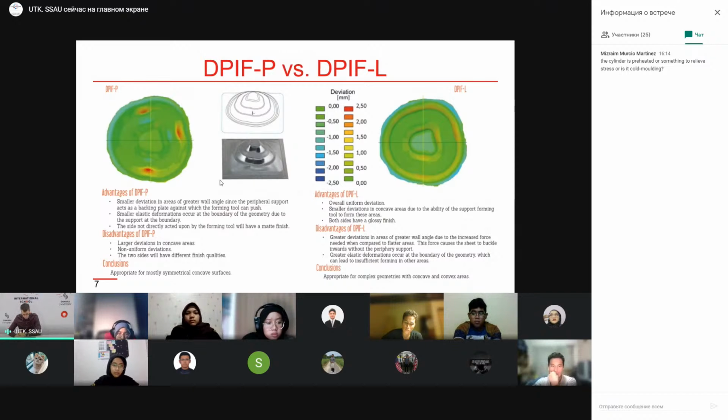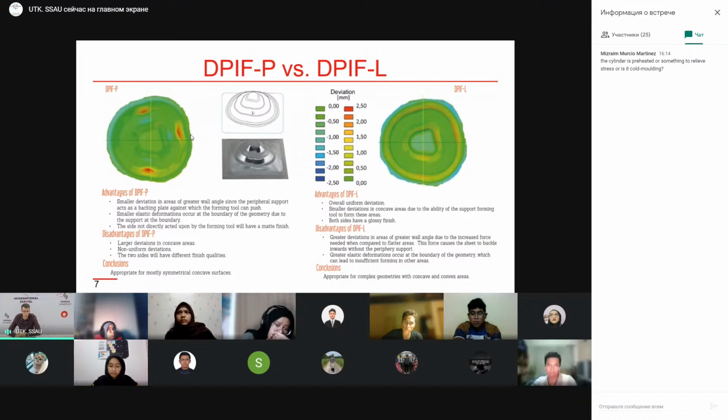Of course, the higher accuracy will be if we use local supporting tool. But comparing 2 parts produced by different technologies, you can see that application of PATL supporting tool does not provide high tolerance on the concave areas. Yeah, larger deviations will be in concave areas.